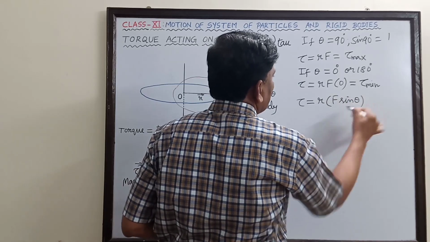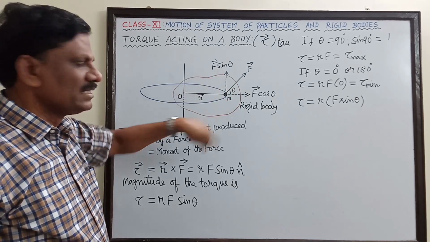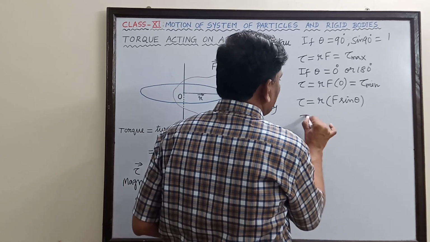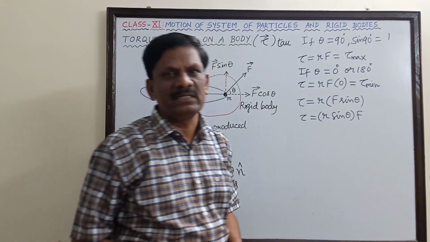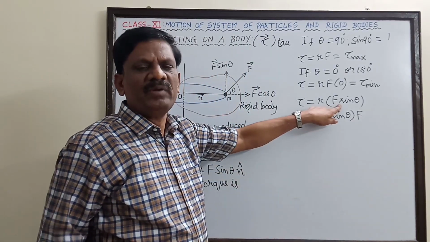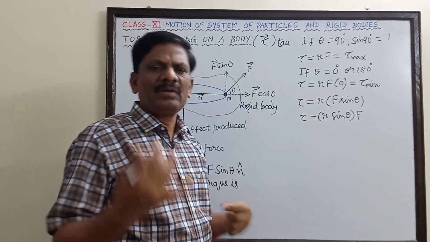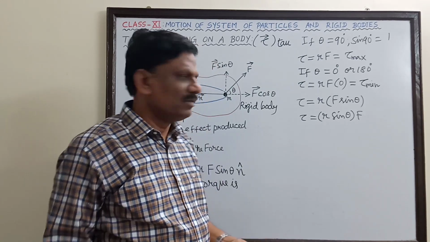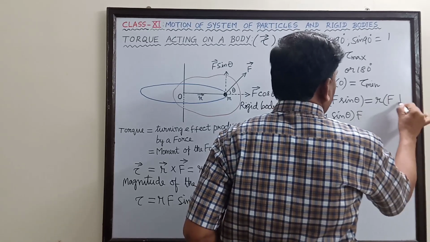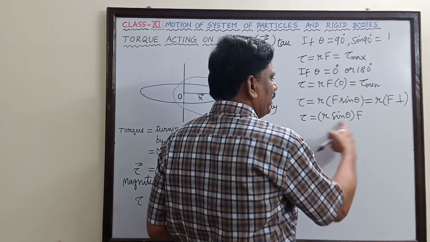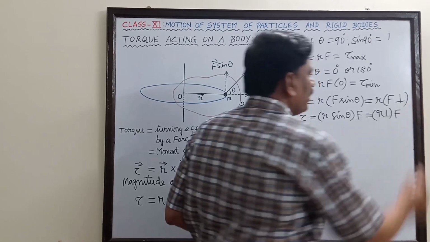Okay. Now this R F sin theta can also be written as R into F sin theta. In this picture it is clear that it is R into F sin theta. This can also be written as R sin theta into F. Understand? So what do we mean by F sin theta? It is the perpendicular component of the force. What is R sin theta? It is the perpendicular component of the position vector. So this can also be written as R into the perpendicular component of the force, or the perpendicular component of the radius, R perpendicular into F.